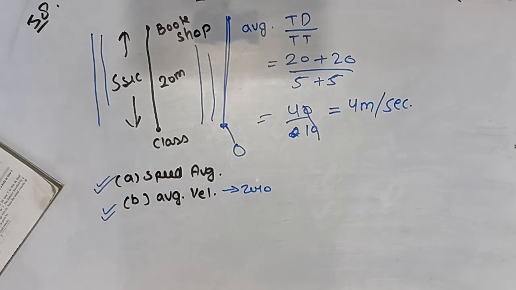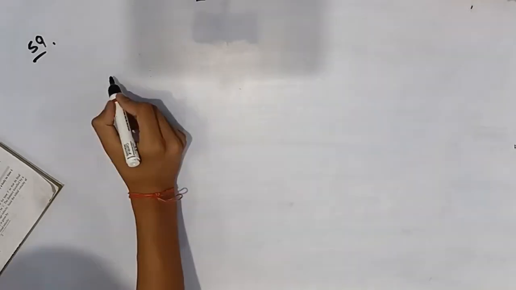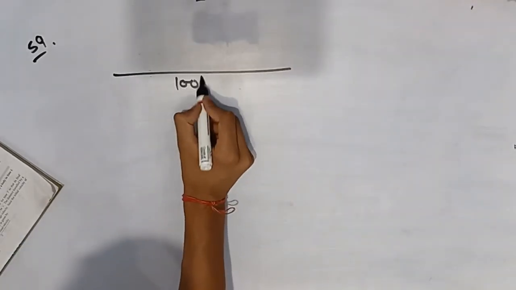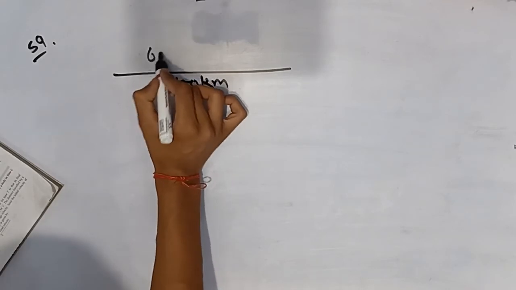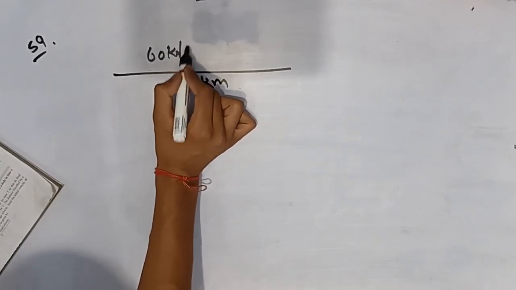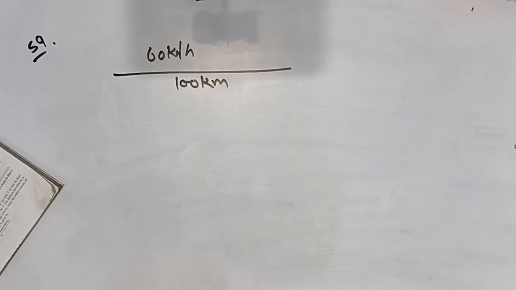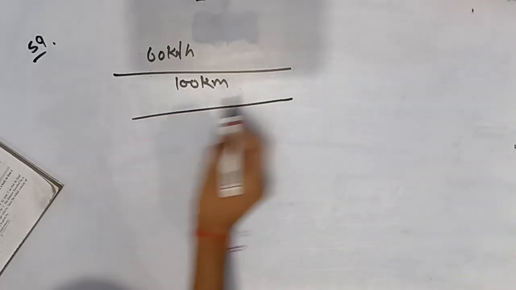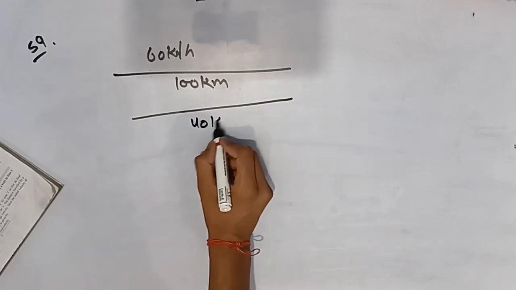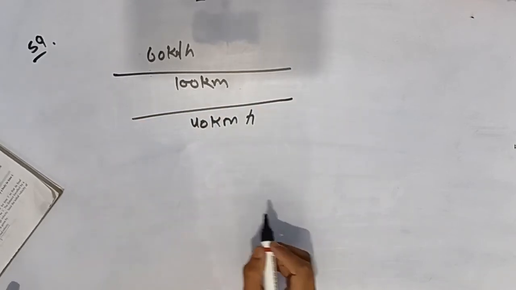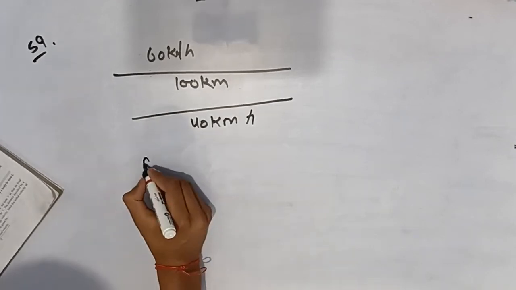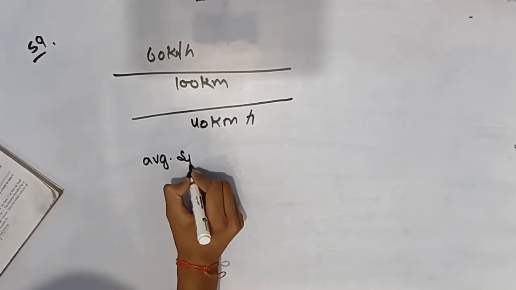So now let's move to question number 59. Question number 59 says that a car travels 100 km at the speed of 60 km per hour, and it returns with the speed of 40 km per hour, again covering the same 100 km. Calculate the average speed of the whole journey.